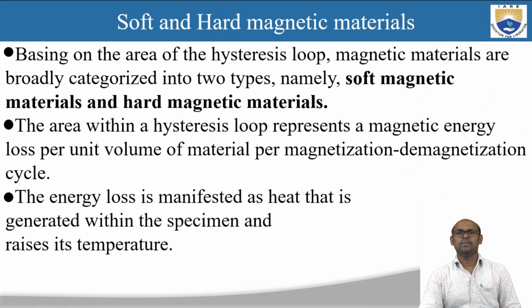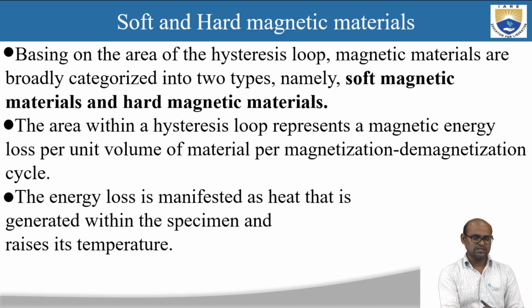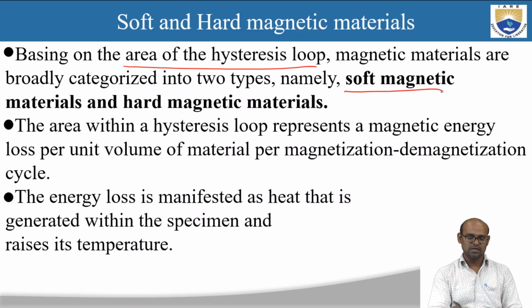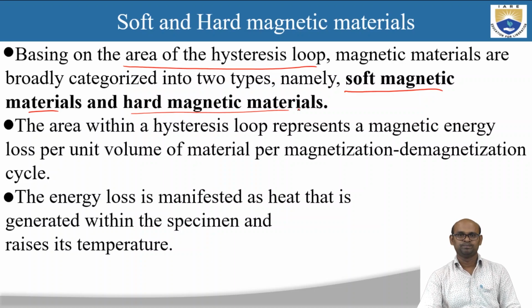So based on the area of the hysteresis loop, magnetic materials are broadly categorized into two types, namely soft magnetic materials and hard magnetic materials. Based on the area of the hysteresis loop, these magnetic materials are classified into two categories: soft magnetic materials and hard magnetic materials.